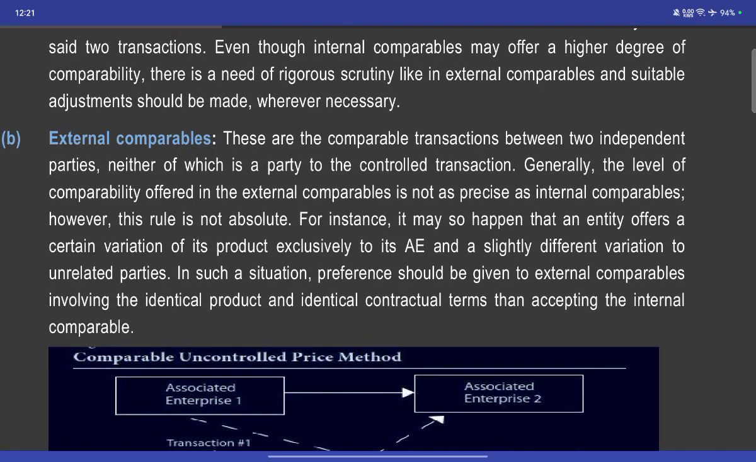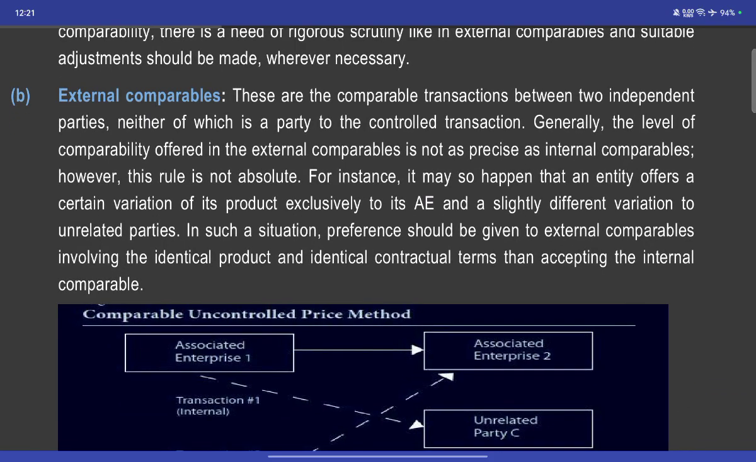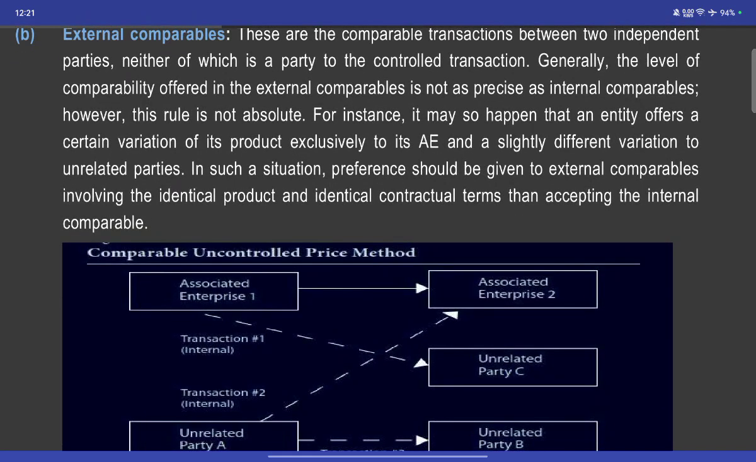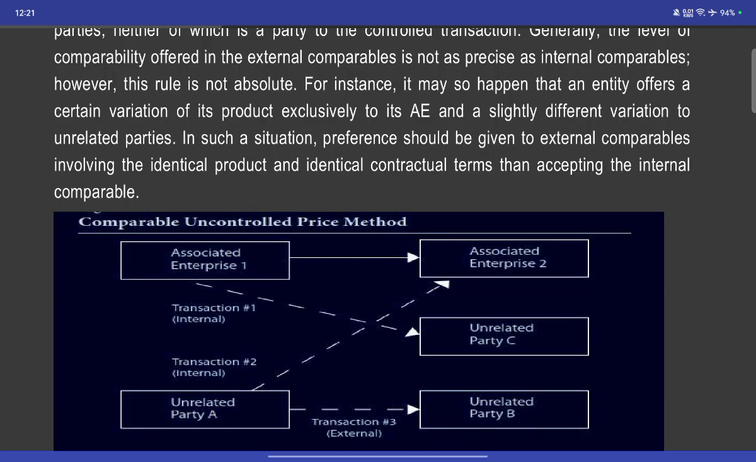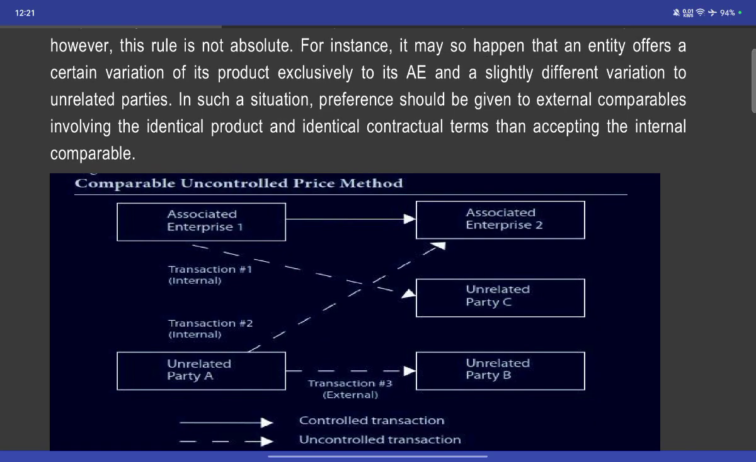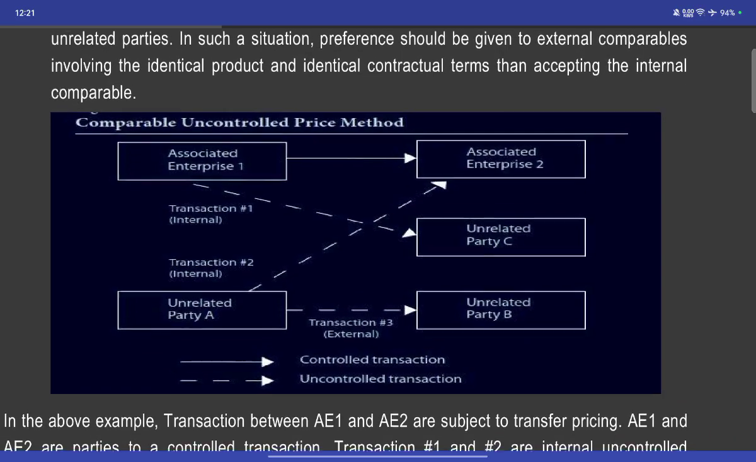External comparables are comparable transactions between two independent parties, neither of which is party to the controlled transaction. Generally, the level of comparability offered by external comparables is not as precise as internal comparables. However, this rule is not absolute. For instance, the entity may offer a certain variation of a product exclusively to the associate enterprise and a slightly different variation to the unrelated party. In such a situation, preference should be given to external comparables involving identical products and identical contractual terms over the internal comparables.